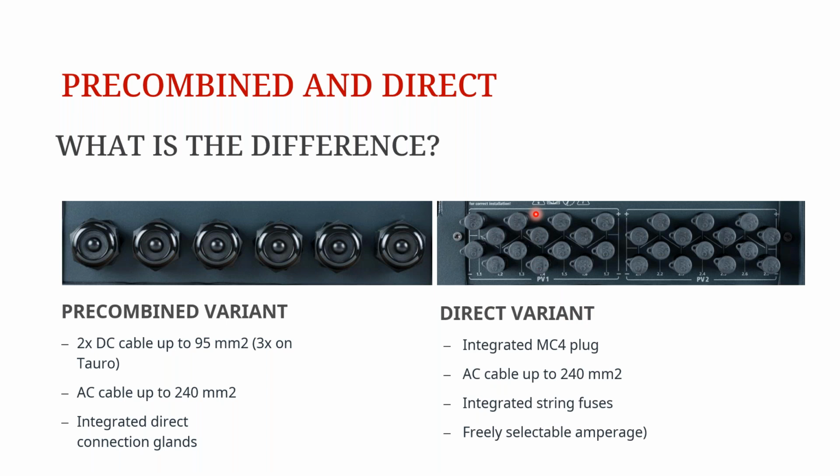When it comes to the direct variant, you can see that the inverter has MC4 plugs that are integrated, and therefore this makes it possible to use string cabling directly to the inverter by connecting matching MC4 plugs. On the AC side, you can still connect up to 240 millimeter square. And for this particular inverter, you are going to need to also select string fuses in the Tauro configurator. String fuses can be freely selectable depending on the amperage of the PV modules that you're going to be using.